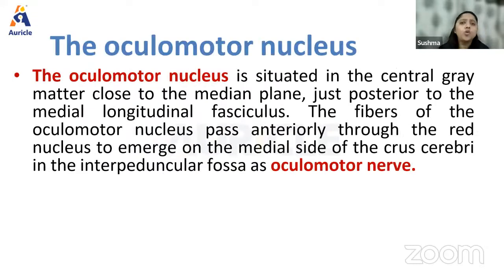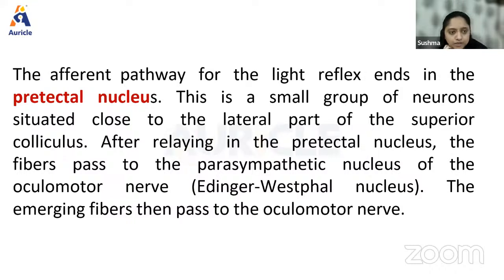Okay. Then oculomotor nucleus. Oculomotor nucleus is situated in the gray matter close to the median plane, just posterior to the MLF. These fibers pass anteriorly through the red nucleus and emerge on the medial side of the crus cerebri in the interpeduncular fossa as the oculomotor nerve. Simple, you don't have to remember anything. Just know the nucleus is present in the midbrain and the oculomotor nerve emerges in the interpeduncular fossa. If you know this much, it's enough.